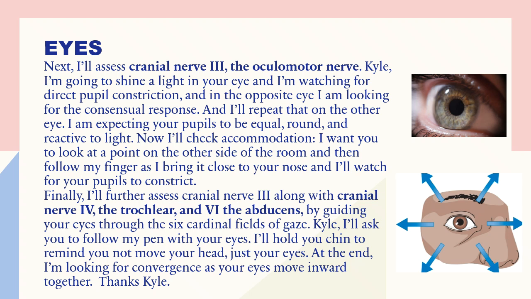Next, I'll check accommodation. I want you to look at a point way on the other side of the room, and then follow my finger as I bring it close to your nose, and I'll watch for your pupils to constrict. Finally, I'll further assess cranial nerve 3 along with cranial nerve 4, the trochlear, cranial nerve 6, the abducens, by guiding your eyes through the 6 cardinal fields of gaze.